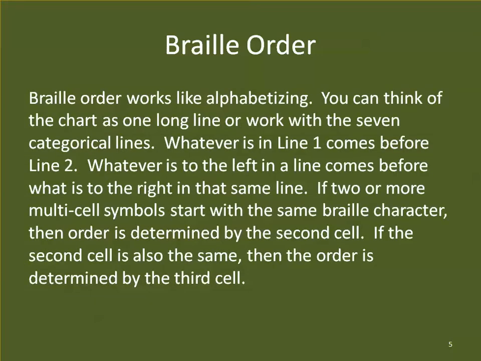If 2 or more multi-cell symbols start with the same Braille character, then order is determined by the second cell. Again, that's the same way alphabetizing works. If something starts with an A, say academic, and then we have another word that starts with AA, like aardvark, aardvark is going to come before academic. If the second cell is also the same, then the order is determined by the third cell. Again, that's just the principles of alphabetizing.